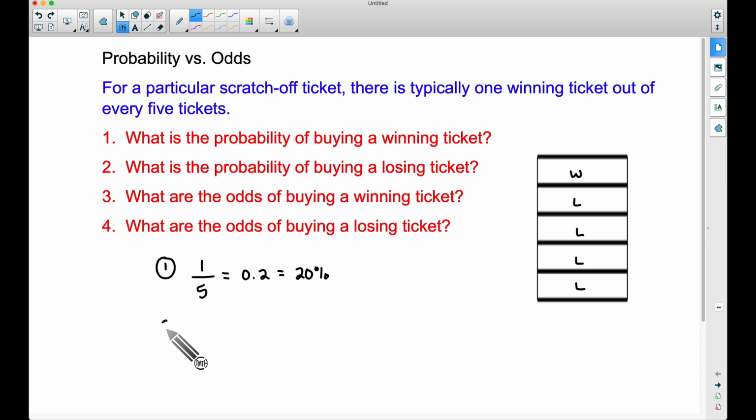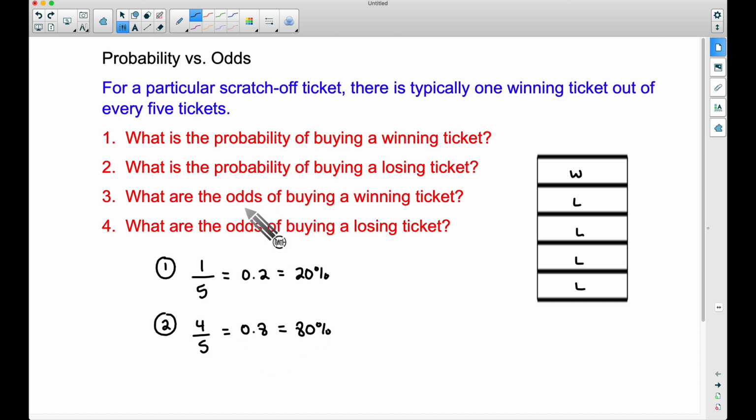Now very similar for number 2, the probability of buying a losing ticket. Well, since there's 1 out of every 5 tickets that is a winner, that leaves 4 out of 5 tickets that are losing tickets. So that's 4 out of 5. 4 divided by 5 is 0.8, which is the same thing as saying you have an 80% chance of buying a losing ticket. Now that's probability. So we're looking at, in this case, there's 1 out of 5. That's our probability, that 20% chance of buying a winning ticket.